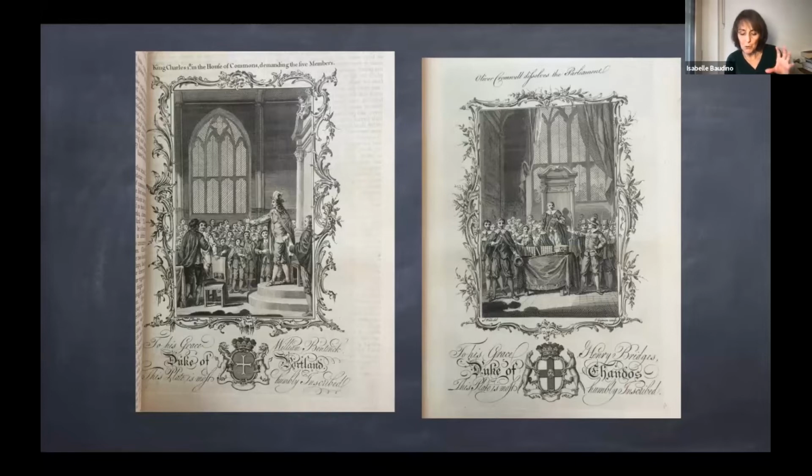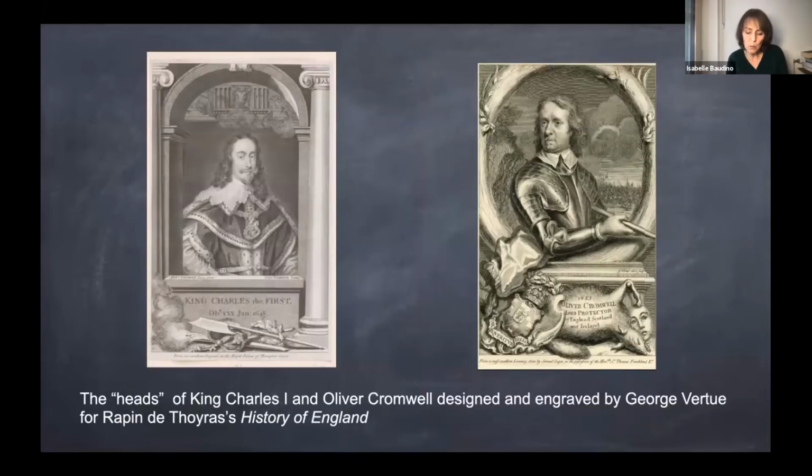These printed book ornaments are also to be situated against the backdrop of the illustrative frenzy caused by the translation from 1725 of Rapin de Thoyras' Histoire d'Angleterre, which prompted a new craze for portraits from the past, that's how Francis Haskell called them, or heads, as they were called at the time. That is to say, engraved galleries of portraits of past rulers.